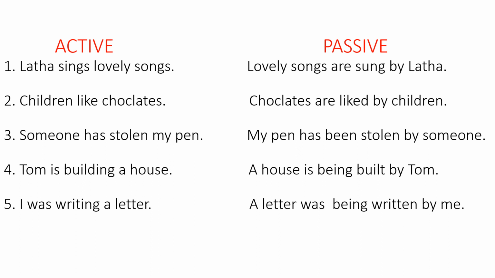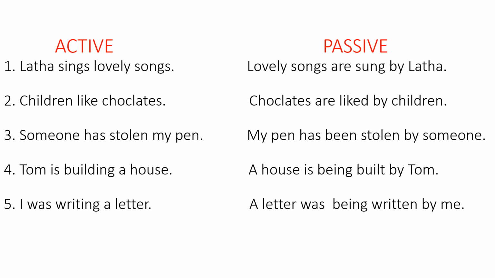Now we will understand how to change active voice into passive voice with some examples. Lata sings lovely songs. Lata is the subject, sings is the verb, lovely songs is the object. So lovely songs, the object, changes into the subject, and sings will change into the past participle: sung by Lata. Lata, the subject, will change into the object by adding "by". So: lovely songs are sung by Lata.